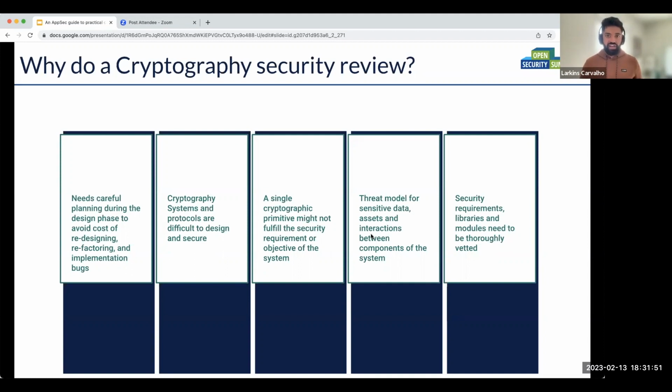Once we have the understanding, while doing implementation, we need to think about what the security requirements are in terms of the libraries we are going to use. Are these libraries used and maintained by our industry? We need to thoroughly vet the libraries we are using.